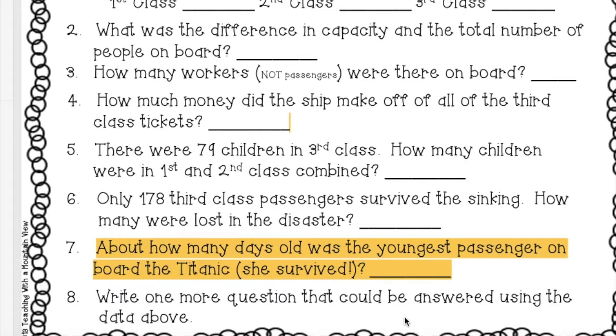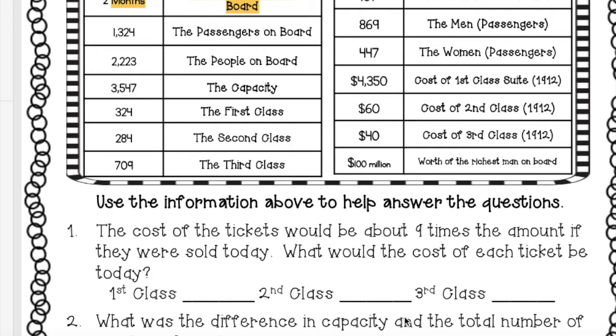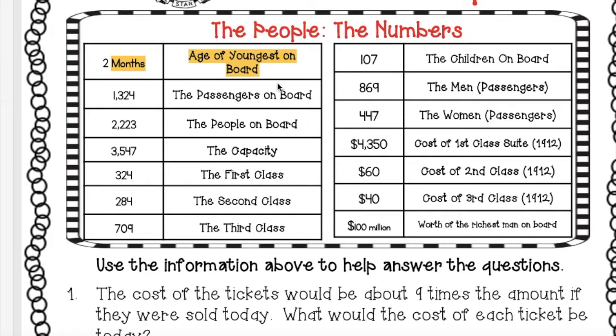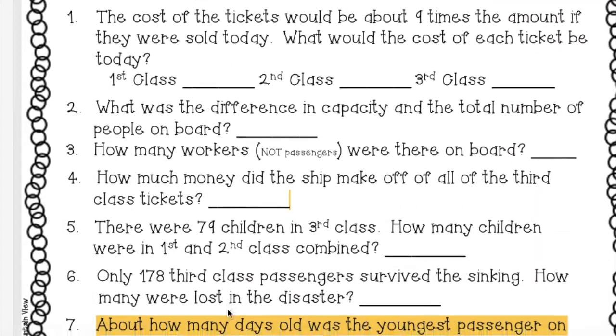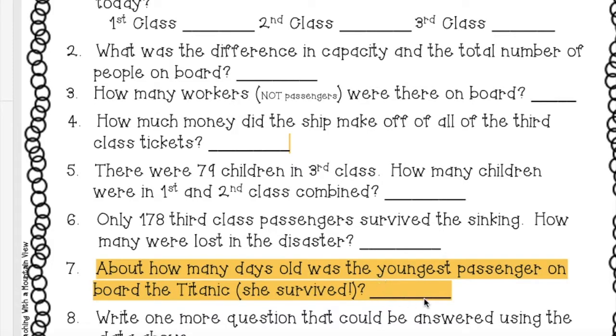Number 7 says, about how many days old was the youngest passenger on board of the Titanic? She survived. So we need to go look at our chart and figure that out. And I have it highlighted already. So the age of the youngest on board was 2 months old. But our question is asking us how many days old she was. So in order to figure that out, we have to think about how many days there are in a month. And on average, there are about 30 days in each month. So we're going to take the number of days in a month, which is 30, times 2. So we're estimating here. So to figure this out, we're going to take 30 times 2, and that's going to tell us about how many days old the youngest passenger was.